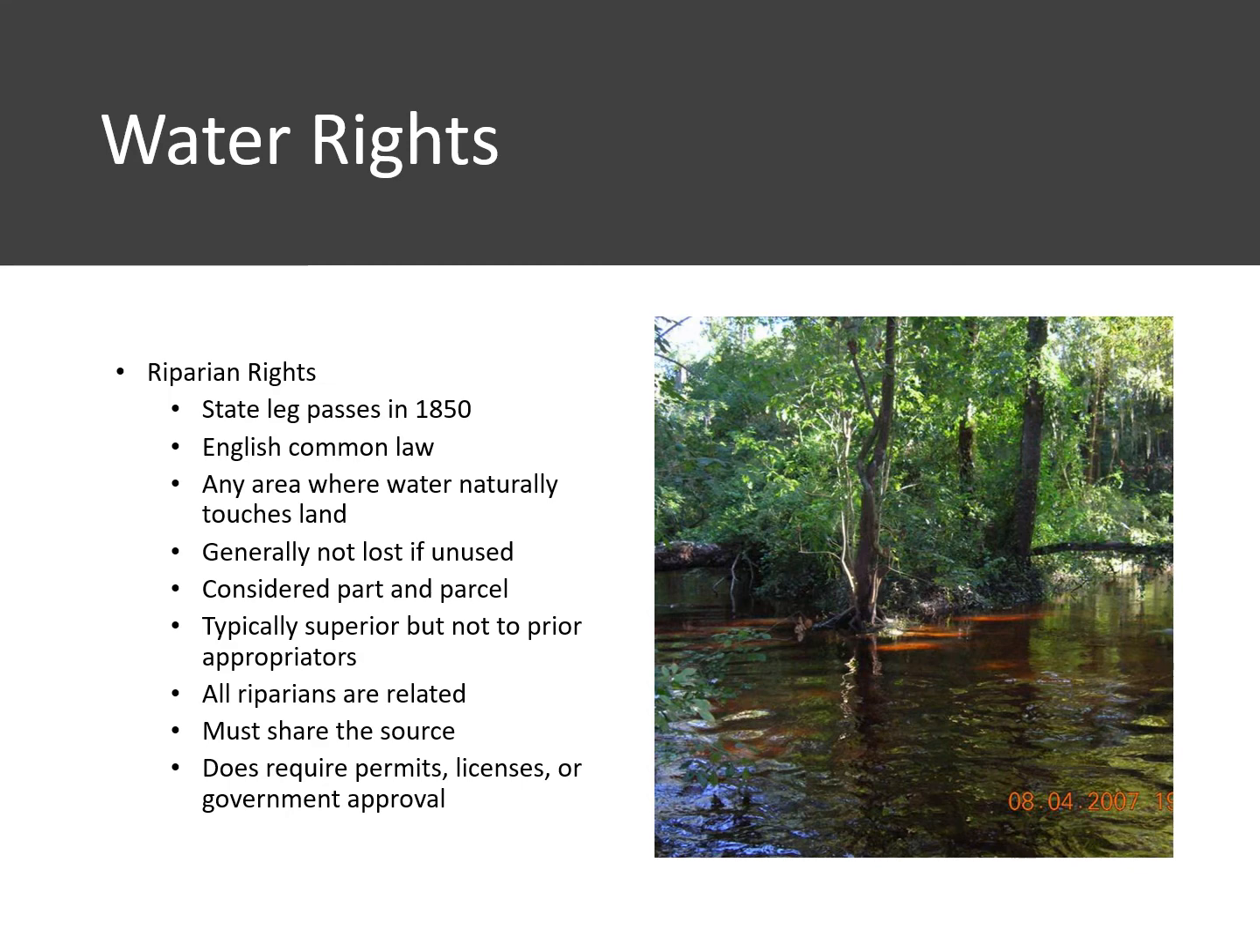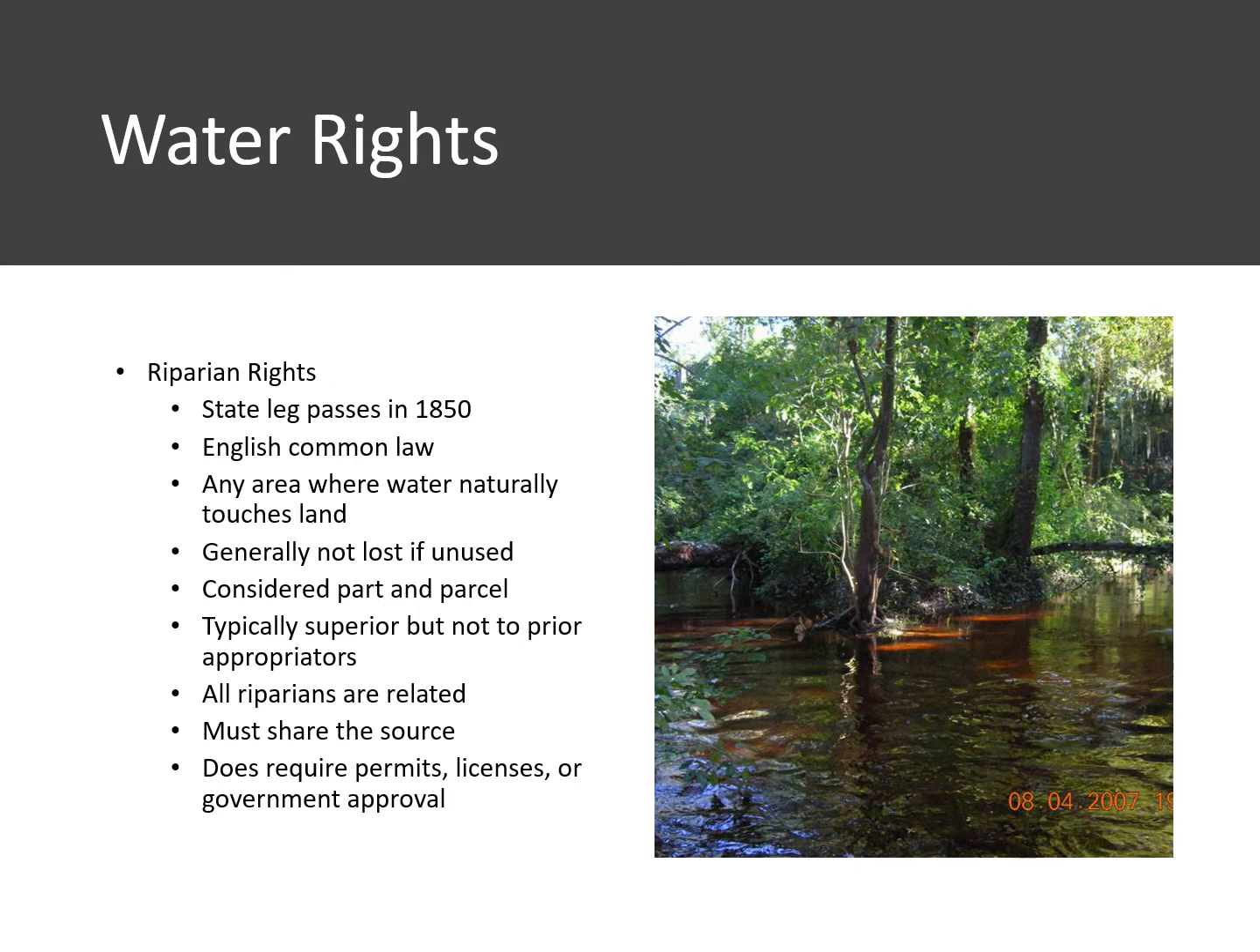And what it is, it's surface water, and any area where water naturally touches land has a right to that water. Now, you don't have to use it, but it's considered part and parcel of the land. So if you buy a house on a stream, you automatically have that water right. Whether you use it or not, if you're touching the stream, you're going to have that right. It is generally a superior right, but not necessarily to prior appropriators, which we'll talk about in a minute, and certainly not to Pueblo rights.